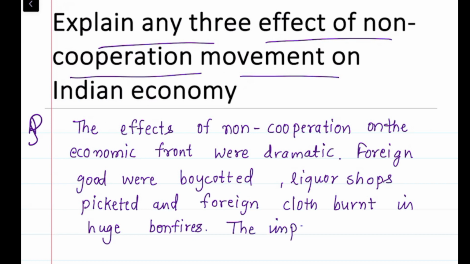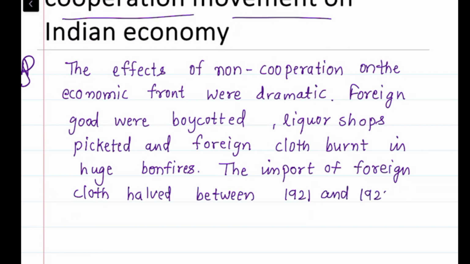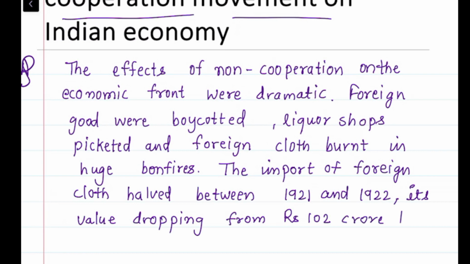The import of foreign clothes halved between 1921 and 1922, its value dropping from 102 crore to 57 crore.